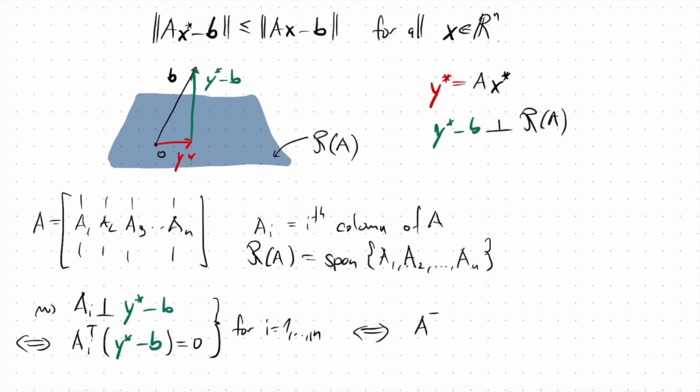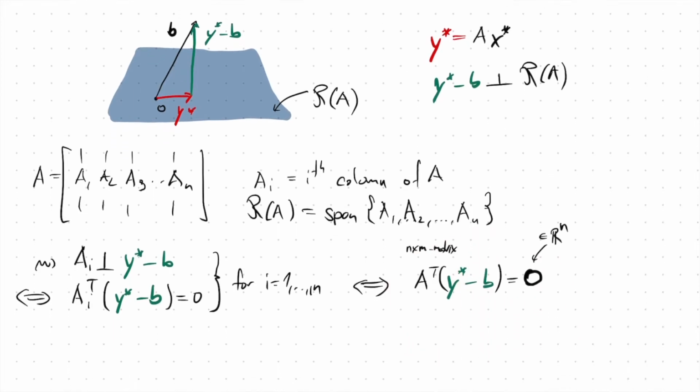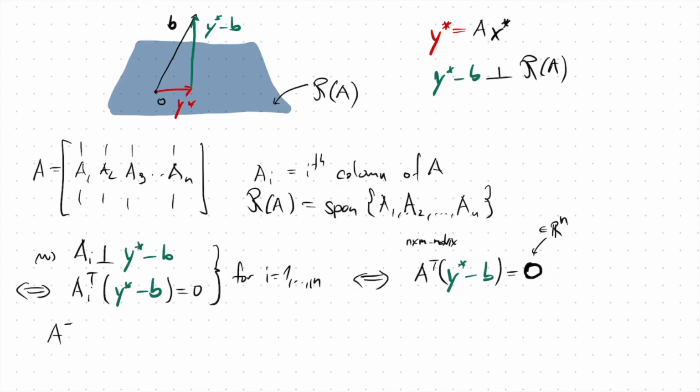Let me write this as A transpose. Here 0 denotes the 0 vector in Rm. Sorry, it's the 0 vector in Rn. Let's be careful, because A transpose is an n by m matrix. A was an m by n matrix, so the transpose is an n by m matrix. So we want this to be 0, and we can rewrite this as A transpose y star equals A transpose b.